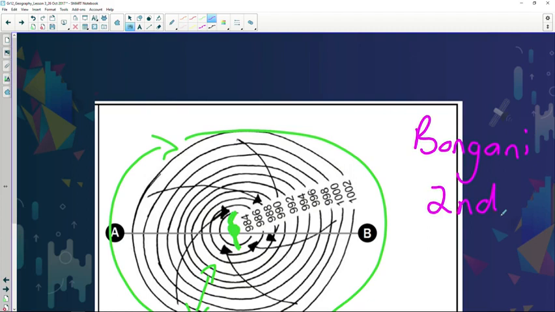As you can see, very strong winds, up to 120 to 180 kilometers per hour. How can we see it? Because the isobars are very close to one another. Importantly, the pressure is well below 1,000 hectopascal.